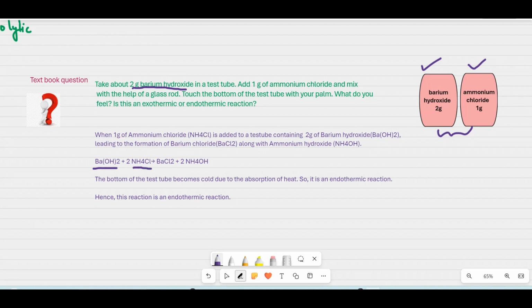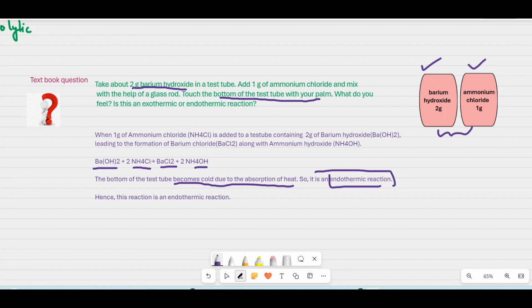The question is, touch the bottom of the test tube with your palm. What do you feel? Is this an exothermic or endothermic reaction? Actually, you need to do this in the lab; then only will we understand whether it is endothermic or exothermic. Theoretically, in this reaction we get barium chloride and ammonium hydroxide, BaCl2 plus NH4OH. When you touch the test tube, you may feel cold because heat is absorbed from the surroundings, and that heat is used for the reaction of these two reactants. So the bottom of the test tube becomes cold due to absorption of heat, and hence this is an endothermic reaction.